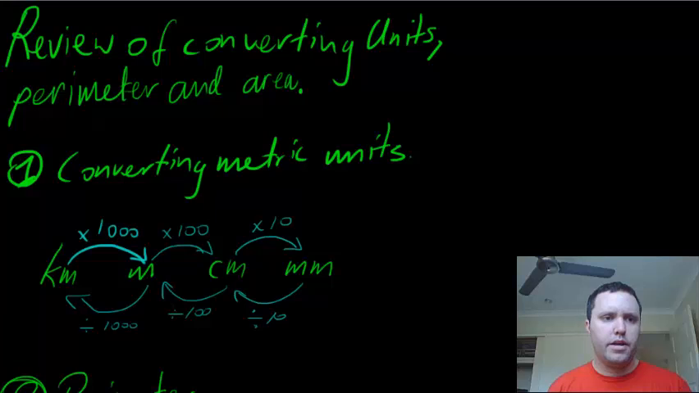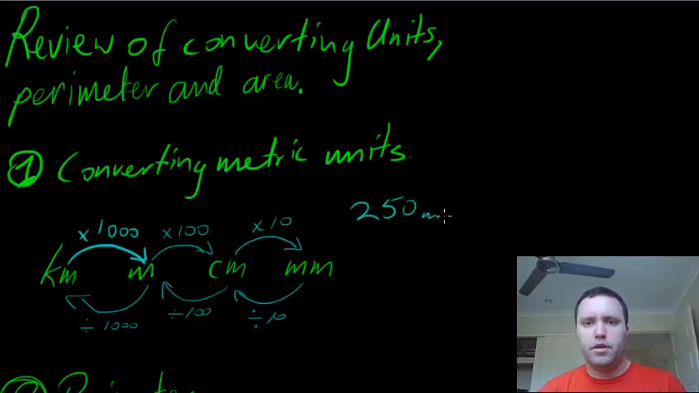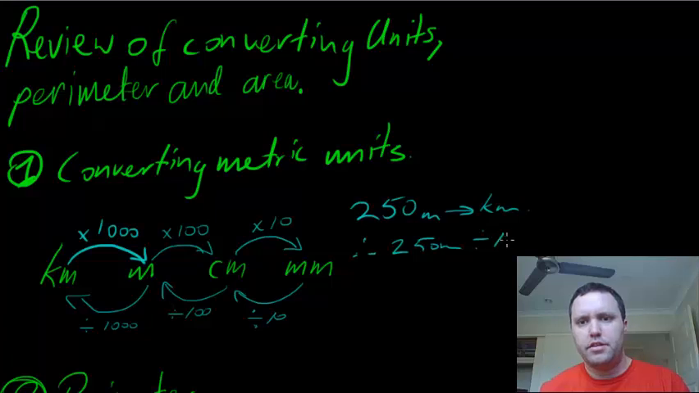So the way that kind of looks is that when we've got, I don't know, 250 meters into kilometers, we'll go, okay, so therefore that means it's 250 meters divided by 1000. So move our decimal place 3 spots, so that means we're going to have 0.250 kilometers.